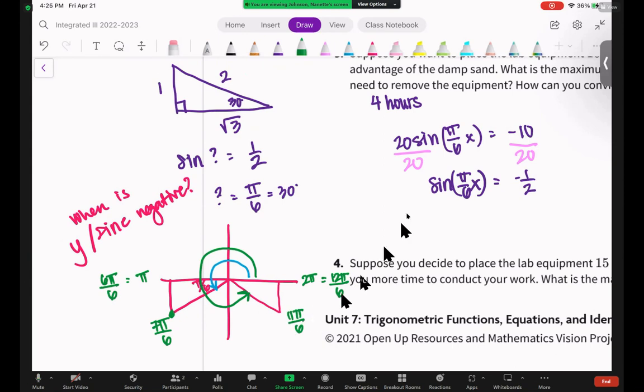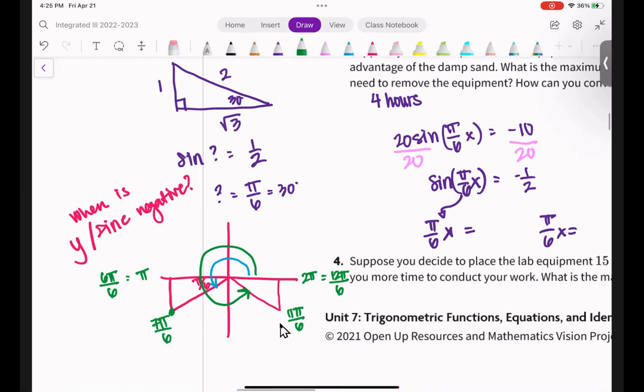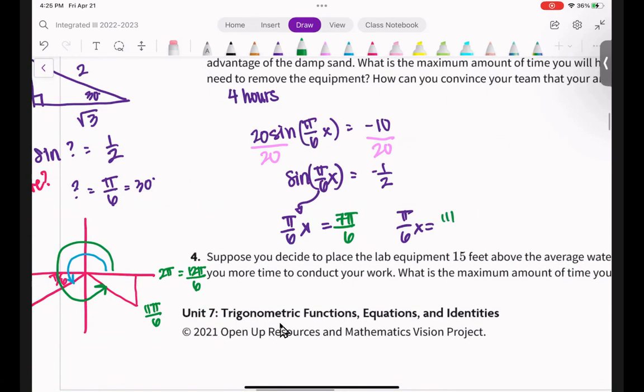Wait, what? So sine of what, remember here, sine of what gives me half? I just found them: 7 pi over 6 and 11 pi over 6. So what does that mean, Miss Johnson? You're going to take this inside stuff and you're going to go pi over 6x equals 7 pi over 6 and pi over 6x equals 11 pi over 6. Now, some of you are thinking, Miss Johnson, why don't you just plug it into the calculator? All right, cool. Let's try that.